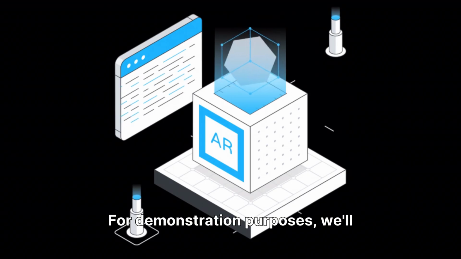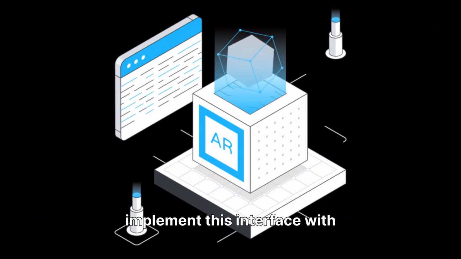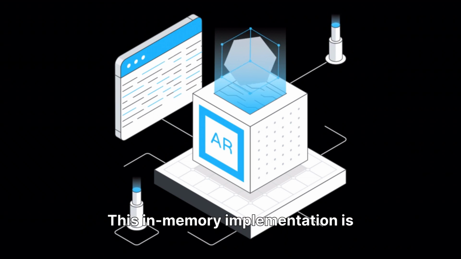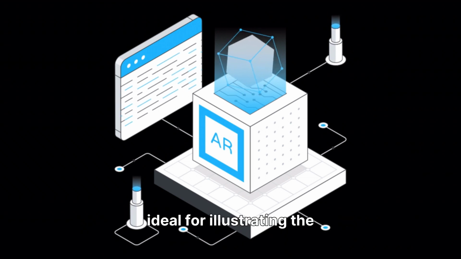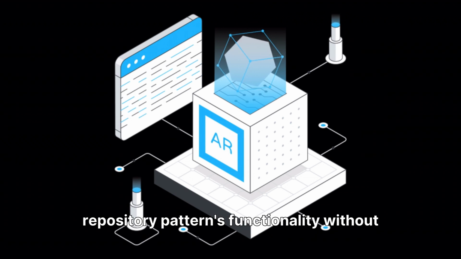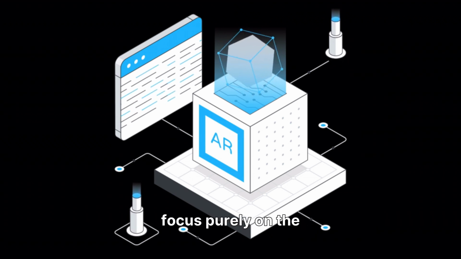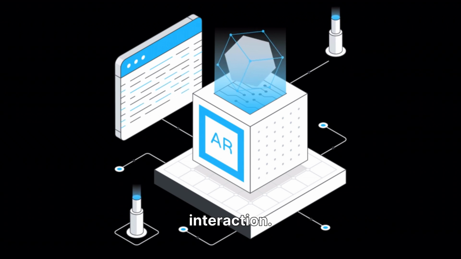For demonstration purposes, we'll implement this interface with a simple in-memory Repository<T> class. This in-memory implementation is ideal for illustrating the repository pattern's functionality without a full database setup. It allows us to focus purely on the repository logic and data interaction.